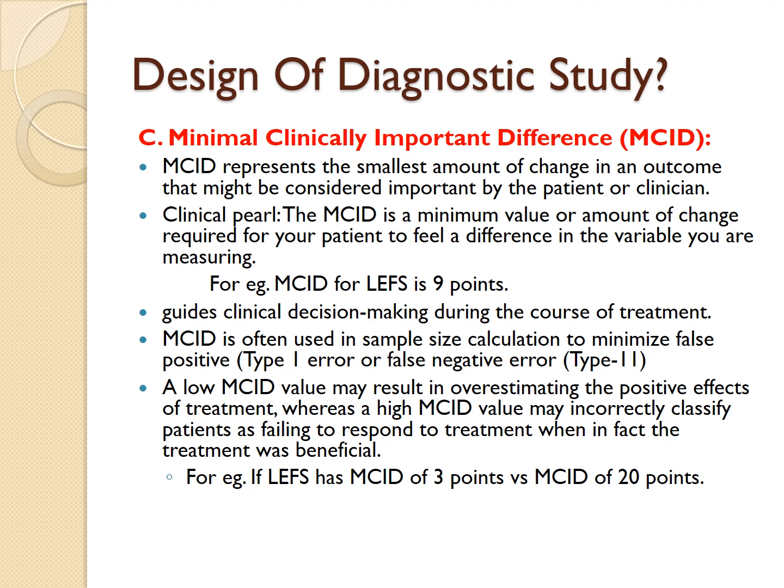So what it means is a low MCID value may result in overestimating the positive effects of the treatment. We can inflate the error, whereas a high MCID value may incorrectly classify the patient as failing to respond to the treatment, when in fact the treatment was beneficial. Okay, so that's where this comes in handy in the research.